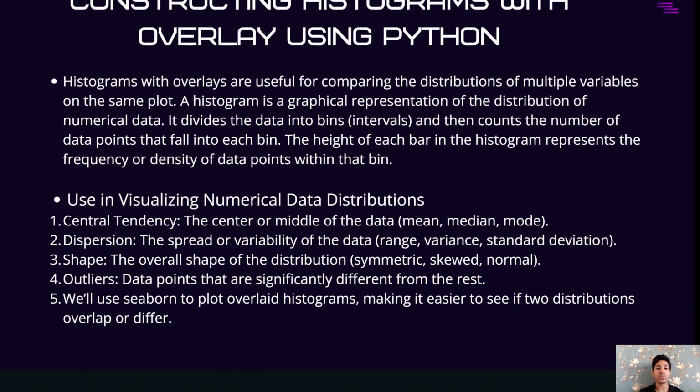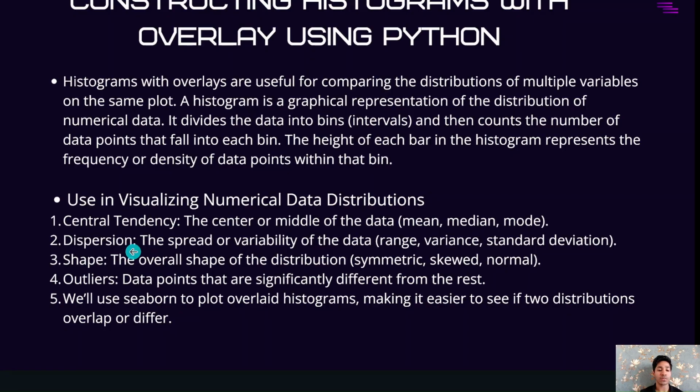Next we have constructing histograms with overlays using Python. So what are histograms? Histograms with overlays are powerful for comparing the distribution of multiple variables on the same plot. A histogram is a graphical representation of the distribution of numerical data. It divides the data into bins, which are intervals, and then counts the number of data points that fall into each bin. The height of each bar in the histogram represents the frequency or the density of the data points within each bin. Here we use it for visualizing numerical data distribution, which includes central tendency, meaning the center or middle of the data, which includes mean, median, and mode.